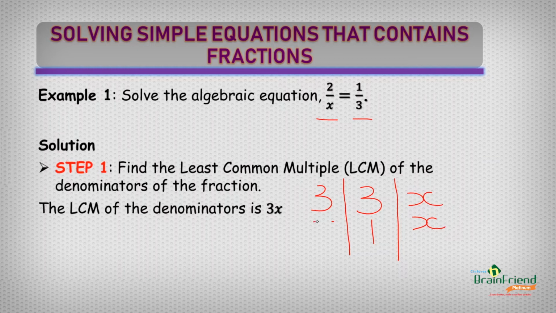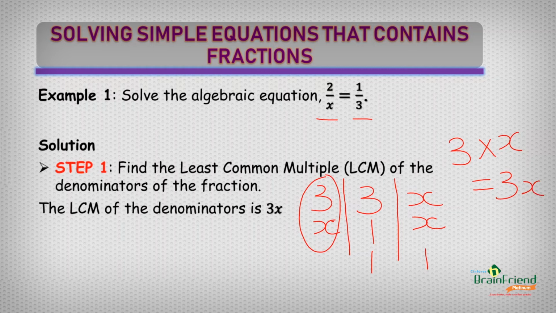Now we take x. x can't go into 1, so we bring down 1. x will go into x and it will give us 1. Now, since we are left with 1 and 1, we are done solving for least common multiples. So we take these factors, we have 3 times x, and this will give us 3x. So our least common multiple of our denominator is 3x.